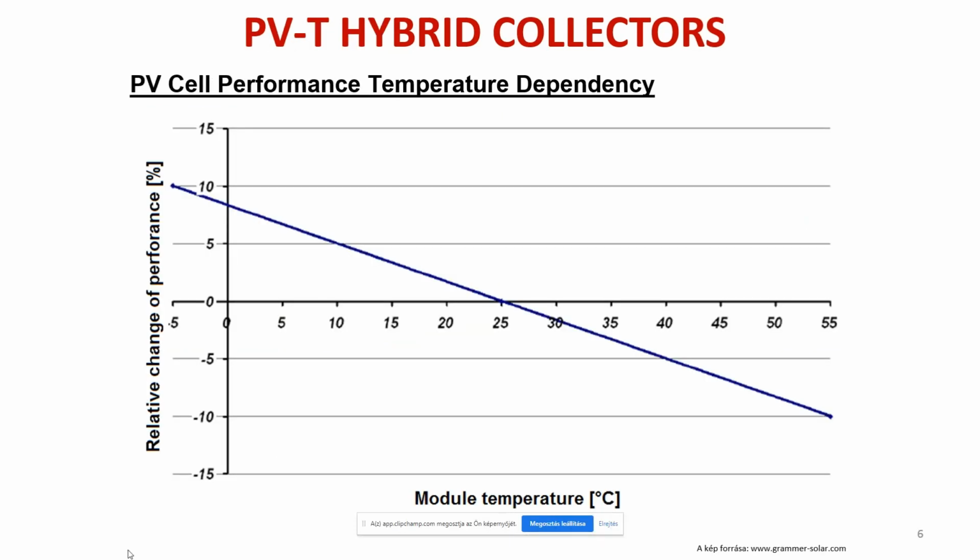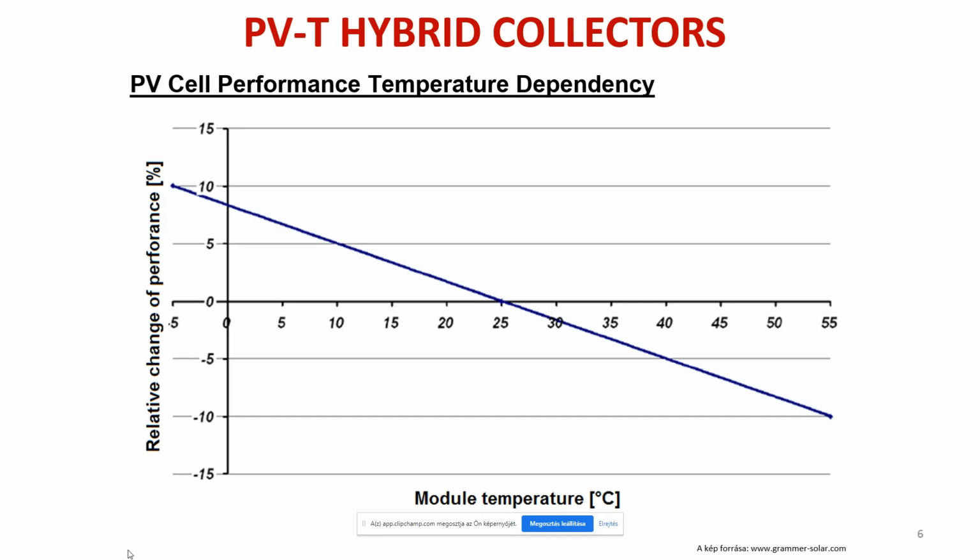If you think about PV cells, the PV efficiency is in the best cases around 20% nowadays, and the rest is being transformed into heat.